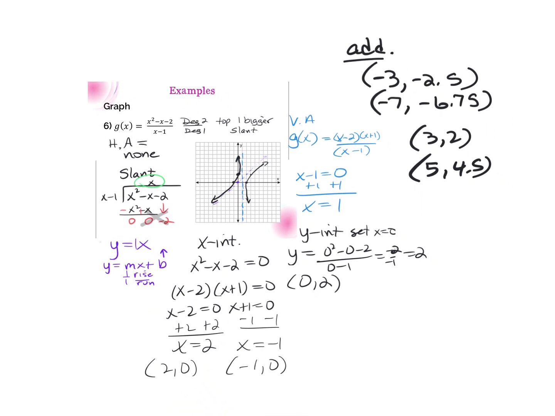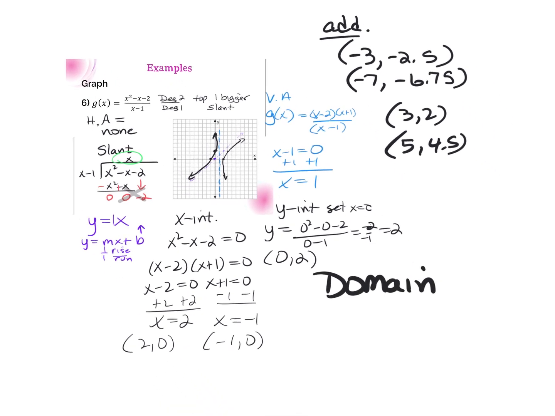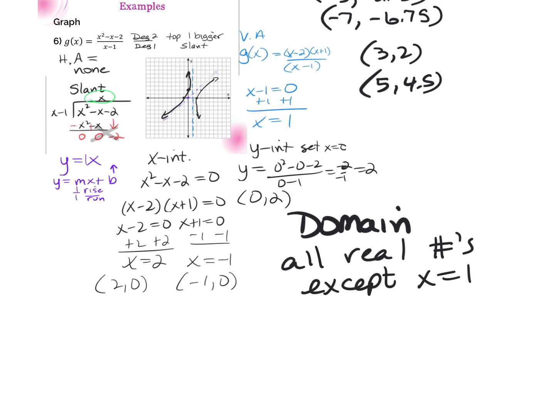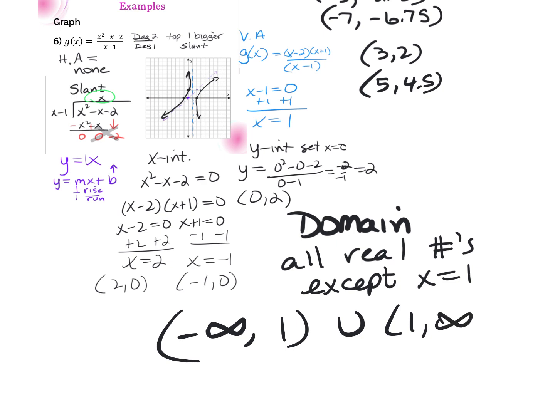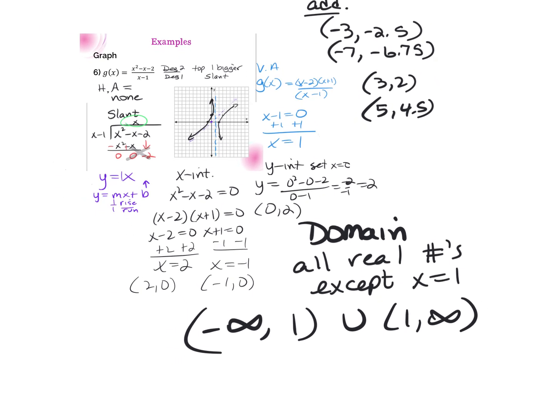The domain here in words is going to be all real numbers except when x equals 1, and then in interval notation, negative infinity to 1 union 1 to infinity. And then we have one last example.